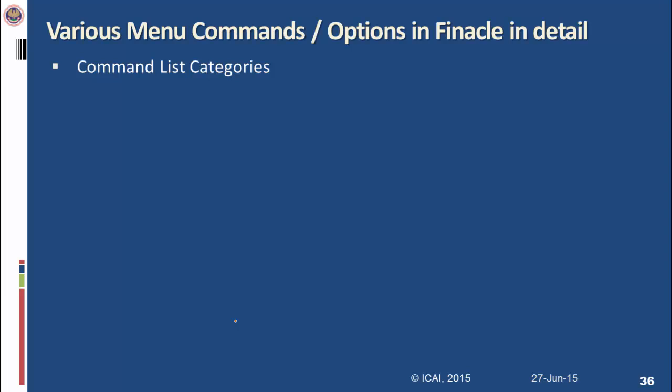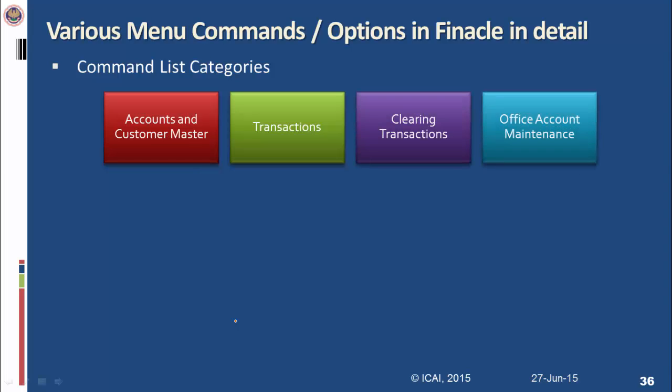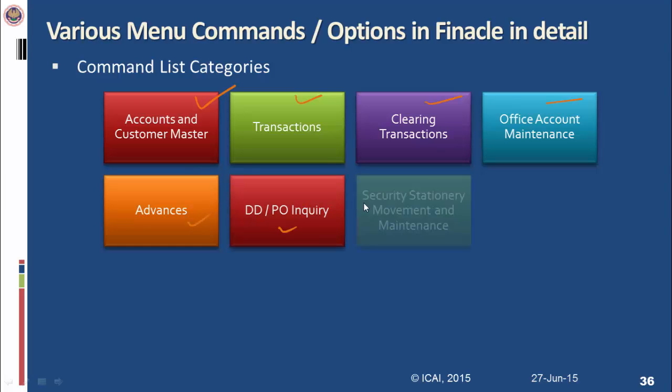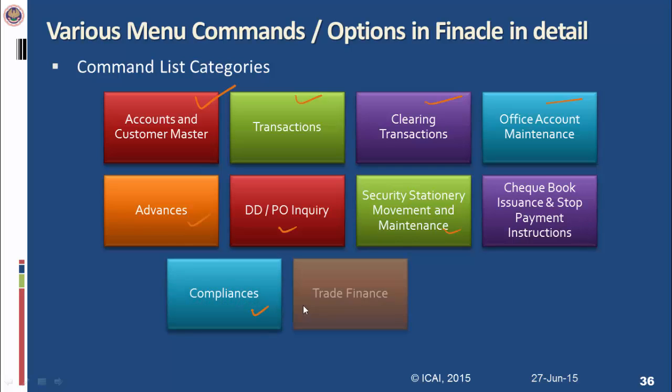So now we are on to the command list categories. These categories are mentioned based on general usage pattern and need not necessarily match Finacle's command categories. But as an auditor, we can put them into different categories. First is account and customer master, transactions, clearing, office account maintenance, advances, DDPO inquiry, security stationery movement, checkbook issuance, stop payment instructions, compliances, trade finance, and the auditing part. Right, so we'll be discussing certain menu commands within these categories.